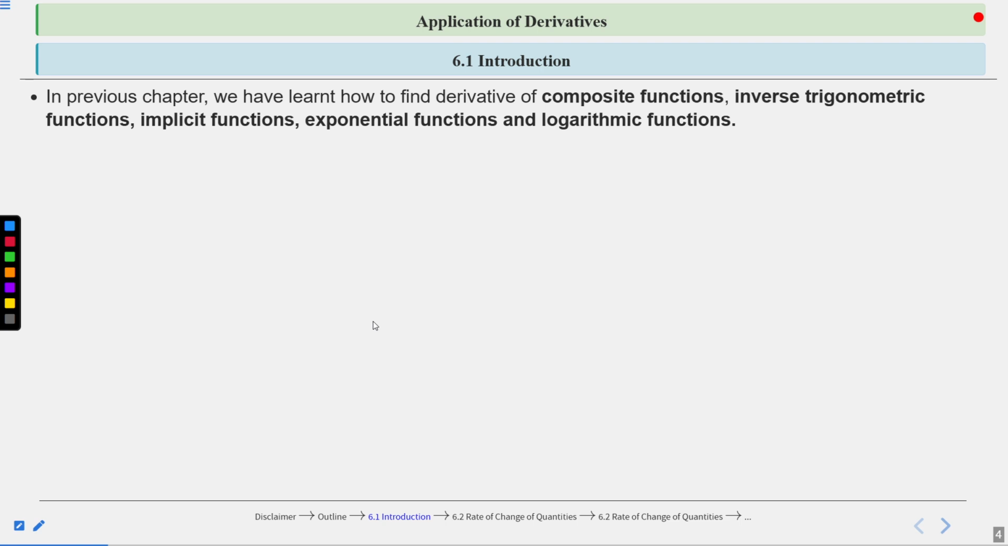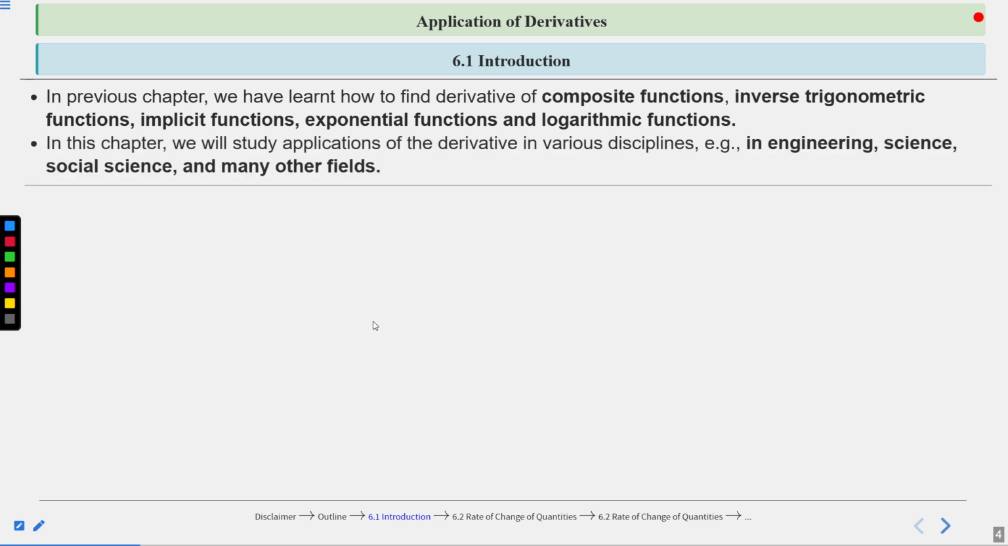Section 6.1 Introduction. In the previous chapter, we have learned how to find the derivative of composite functions, inverse trigonometric functions, implicit functions, exponential functions, and logarithmic functions. So in this chapter, we will study applications of derivatives in various disciplines, for example engineering, science, social science, and many other fields.